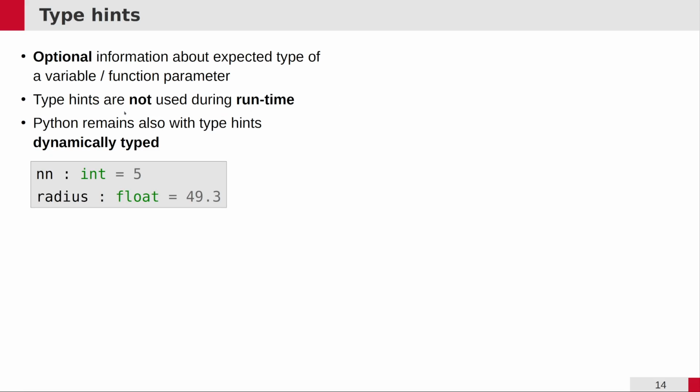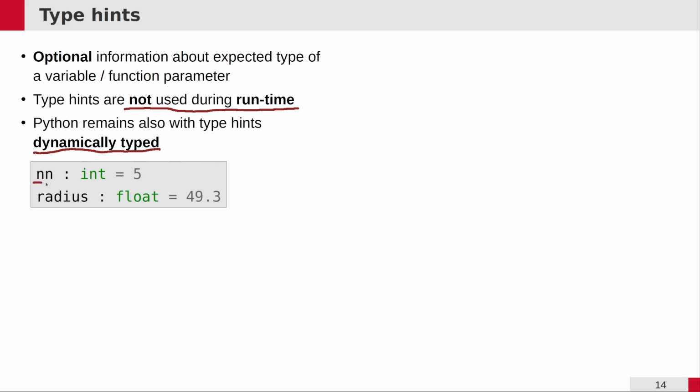It's very important to know that these type hints are not used during runtime, so they will not affect how your Python behaves or the speed with which your Python script is executed, right? The type hints are basically only for you and for the tools you are applying on your source code. Python nevertheless remains dynamically typed. So basically, the type of a variable can change during execution, which it should not. It's a good practice not to do that, but nevertheless Python, even if you use type hints, remains dynamically typed. What does it mean, and how can we do that?